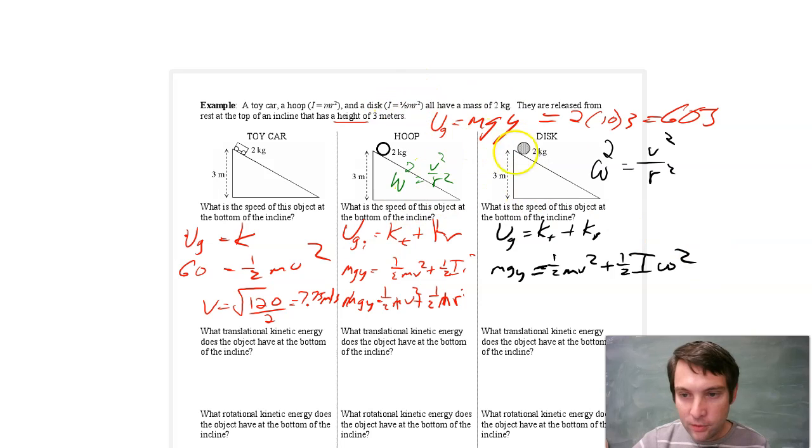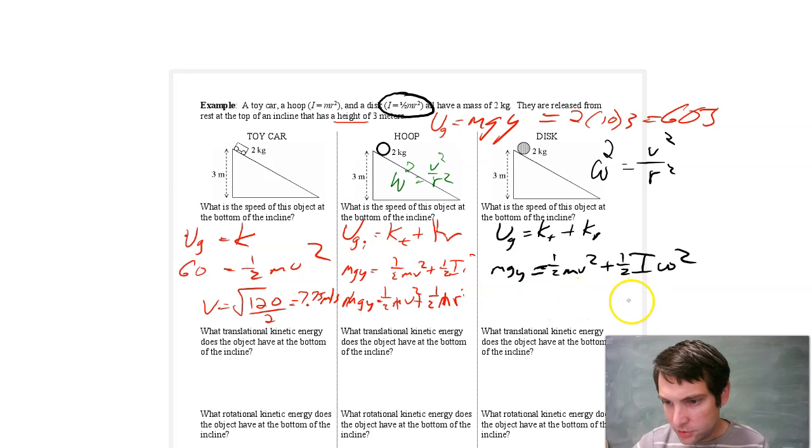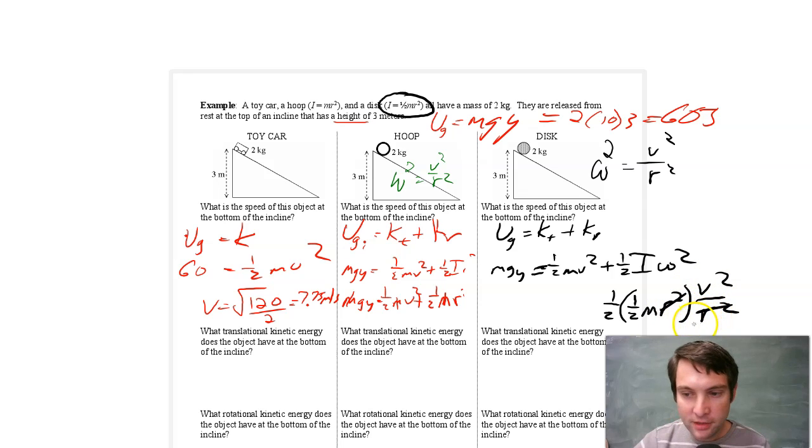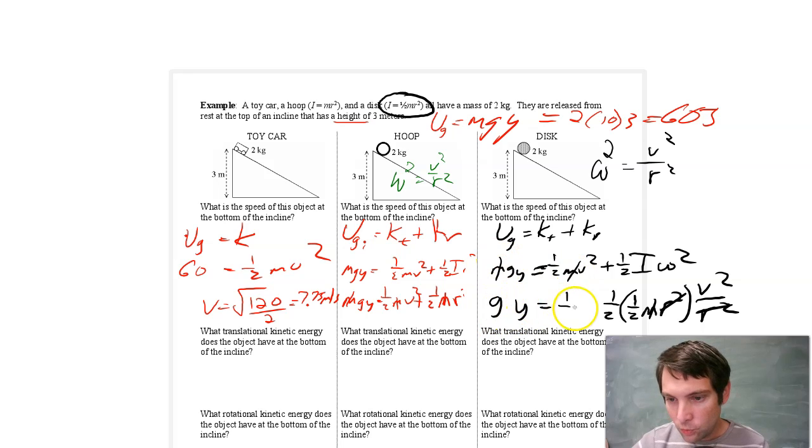Because it's omega squared, it's going to be v squared over r squared. And then for the I, this time we're dealing with a disk, so our moment of inertia is 1/2 mr squared. Be careful here because of that extra fraction. Okay, so this is going to be 1/2 times 1/2 mr squared times v squared over r squared. Again, we have r squared in the numerator, r squared in the denominator. They can go away. And we have m, that can go away. What we're left with is gy equals 1/2 v squared plus 1/2 times 1/2 times v squared.